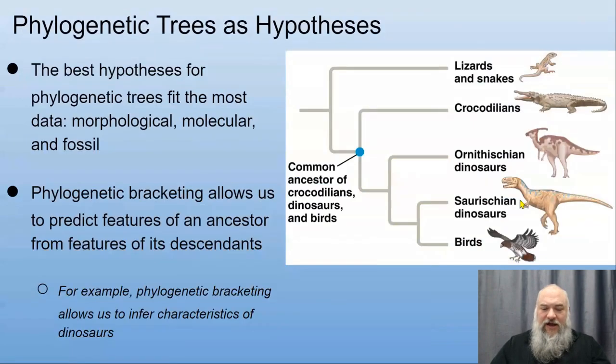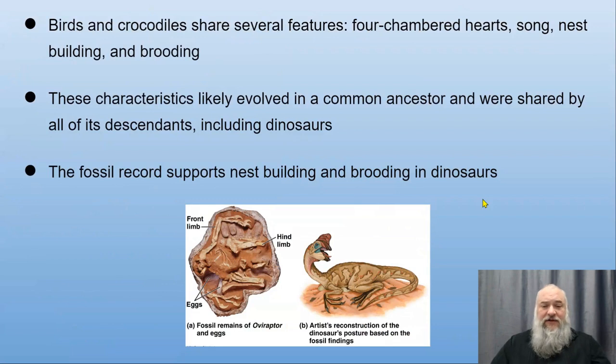So we can see what the ancestral characteristics of the dinosaurs and the birds are. If it's an ancestral characteristic of both of those, the other things that branched from that common ancestor likely shared similar ancestral characteristics. Obviously, they would have developed their own new derived characteristics, but they would have shared those ancestral ones. For example, birds and crocodiles share several features.